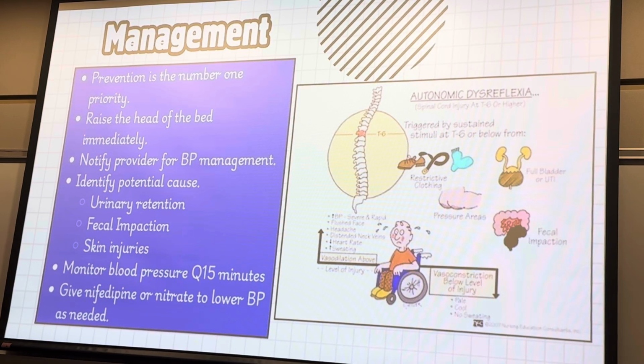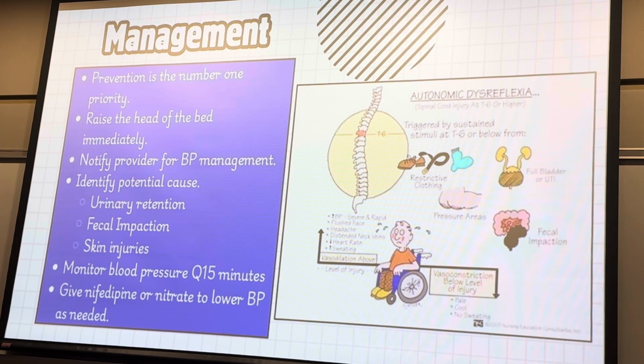Raise the head of the bed. Notify your provider for blood pressure management. I've got to get something to get my blood pressure down pretty quickly. Sometimes in your neuro units, you'll have something already on board, something PRN to lower my blood pressure overall, because they want it in a very specific window. They want to increase perfusion, increase your blood pressure, but they don't want it too high on the other end so they stroke out. So it's a very delicate balance.